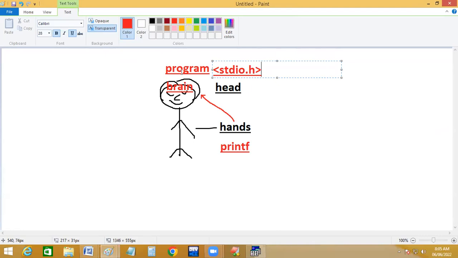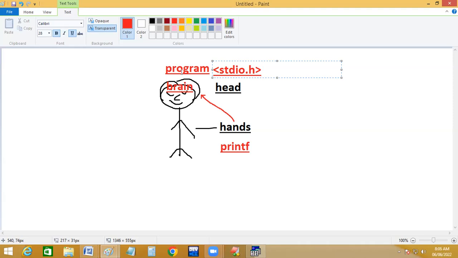Already means predefined. Pre means before. Pre means defined means created. That's why we are calling printf a predefined function. Printf is called predefined function because it is already created function which is ready to use. And where is the predefined function stored, where is printf stored? Header file. Which header file? stdio.